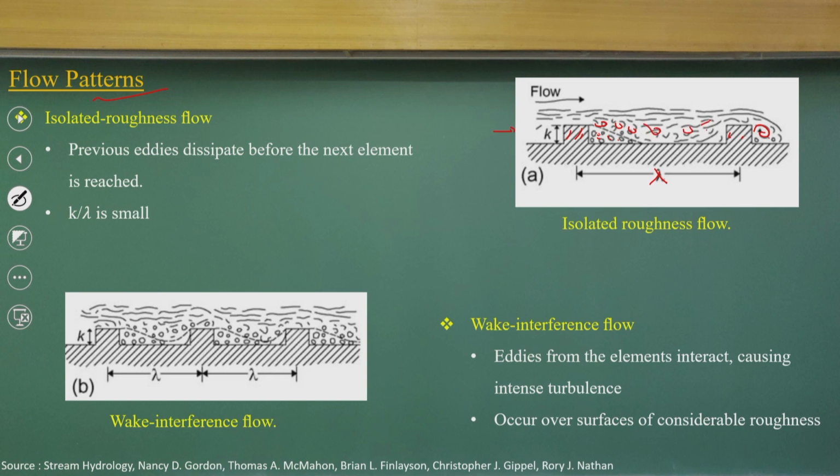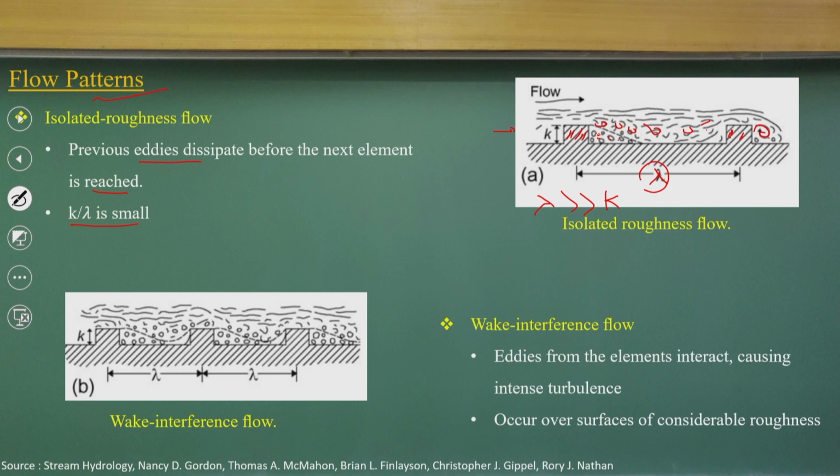When this lambda is much larger than the k value, the eddies generated by the first roughness element do not affect the flow structure at the next one. So, k by lambda is small, or lambda is much larger. So, we are representing the bed roughness as an equivalent of height k, spaced at a distance lambda.